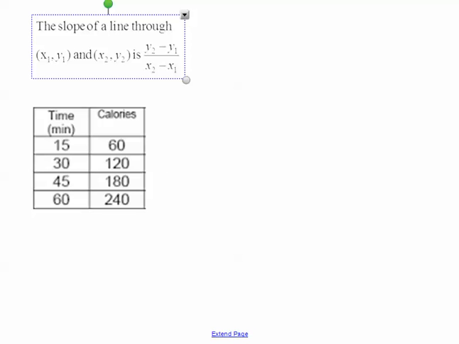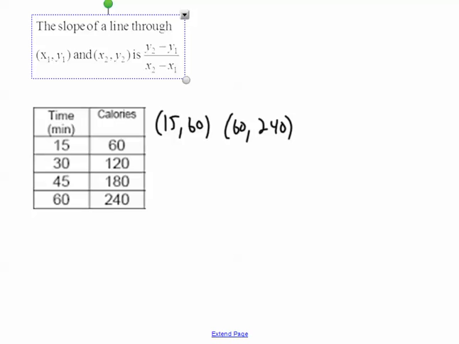All right, so what I want to do is show you how to find the slope of a line, or how to find a slope using a table. I have given you the slope formula right here, but we have a table of values. The nice thing is you can pick any two values you want. I'm going to pick 15 comma 60, and I'm going to pick something easy. How about 60 comma 240?